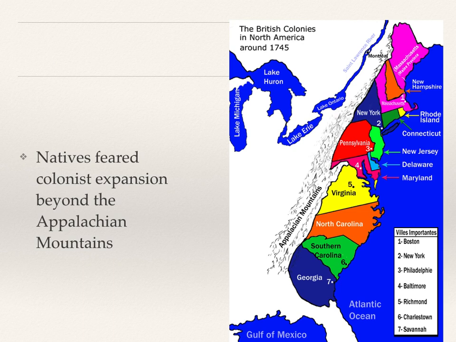The reason then that the natives sided with the French in this war is because they feared that the colonists might expand past the Appalachian mountains. The French weren't really settling, whereas the American colonists had settled and were pushing further and further to the west, and they feared that, unchecked, they would continue to push further west.